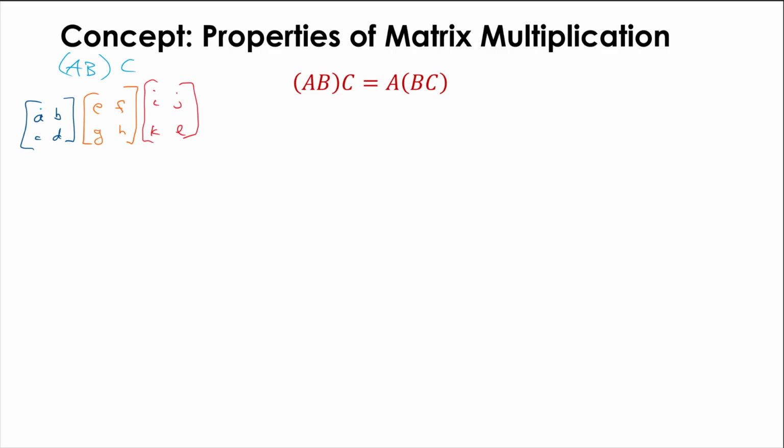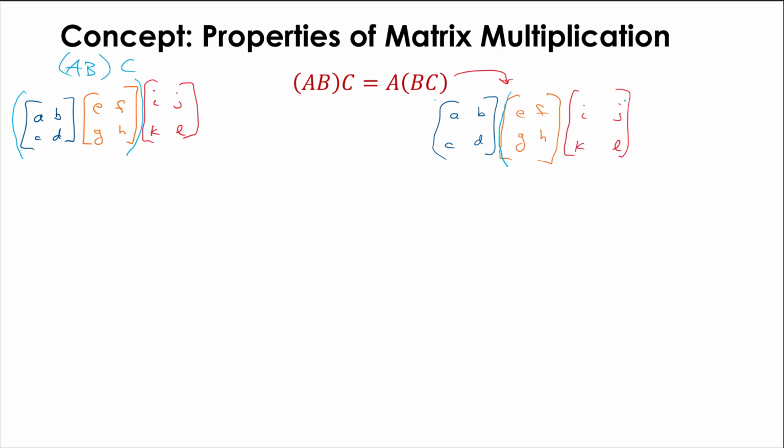So here, A is going to be in blue, B is in orange, and C is in red. I'm going to go ahead and multiply A times B first on the left-hand side here, and then we'll multiply B times C first on the right-hand side. So AB, using the process we just did, is going to give us AE plus BG, AF plus BH, CE plus DG, and CF plus DH here. So this is AB right here. And then I've got C again here in red.